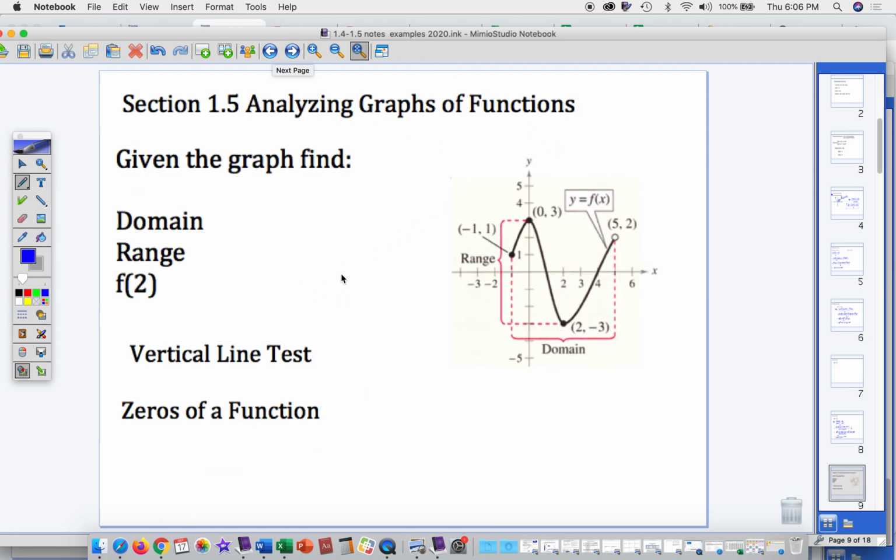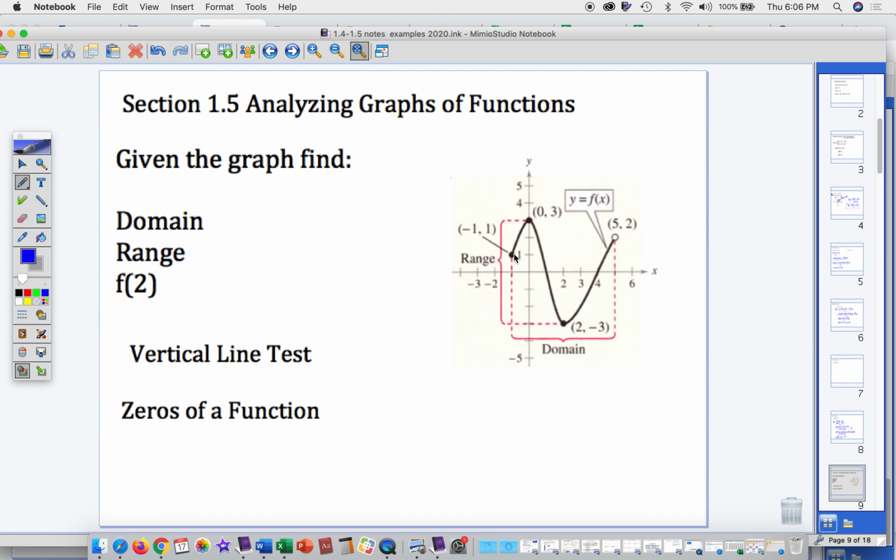Okay, on to section 1.5, analyzing graphs of functions. So given this graph that we have here, we're going to state the domain, the range, and we're going to find out what f of 2 is equal to. So for domain and range, remember we're using interval notation. For domain, we're looking from left to right. What x values does the graph cover?